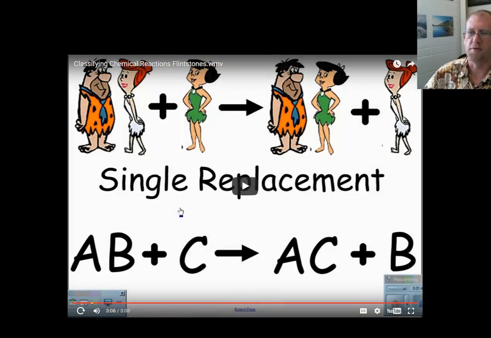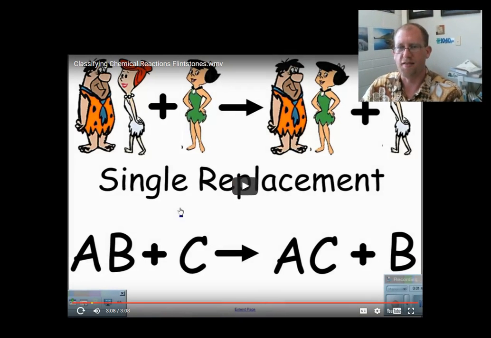There you go. Hope that was helpful. Those little cartoons helped me when I was trying to figure out how to describe this to you, so I thought I'd show it to you.